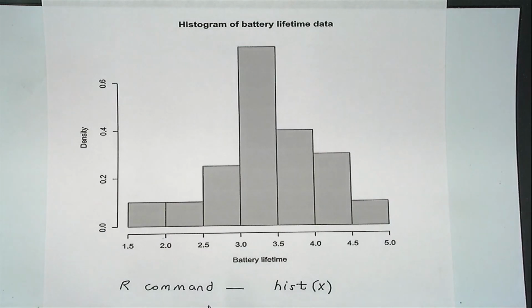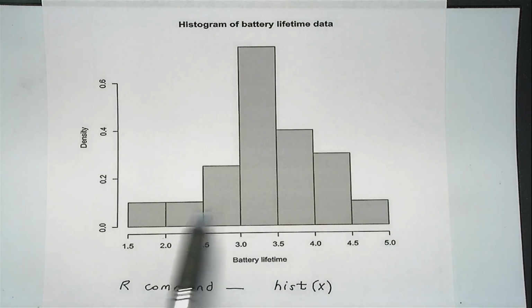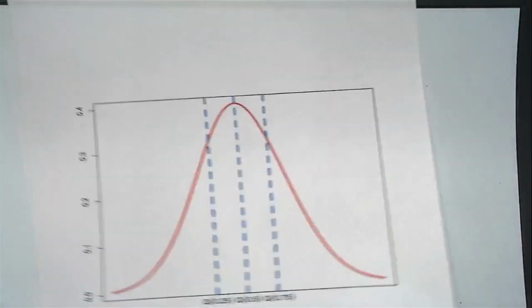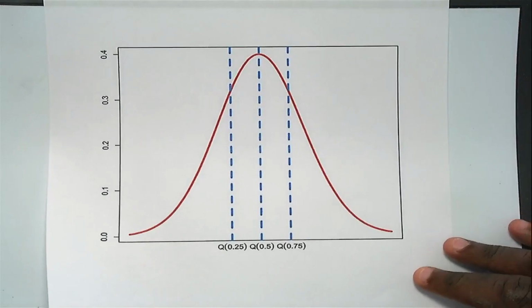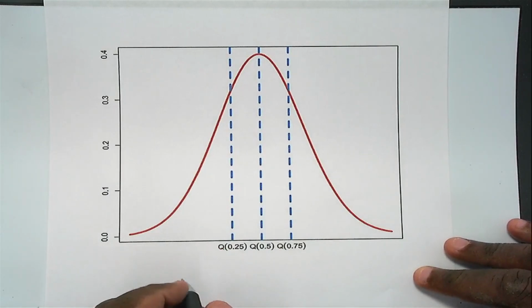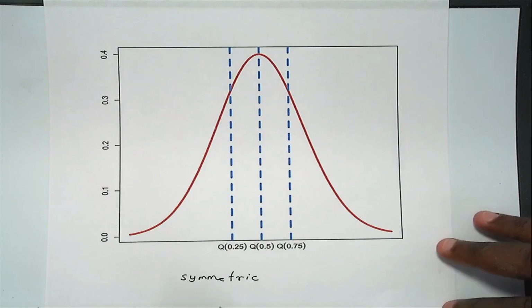There are many shapes possible for the histogram depending on the kind of data that you have. In this case, the shape looks centered around this point, but it may not always be like that. It can take all kinds of different shapes. Let me show you some possible shapes. If the histogram looks something like this, where everything is perfectly symmetric, this is a symmetric histogram, or distribution.